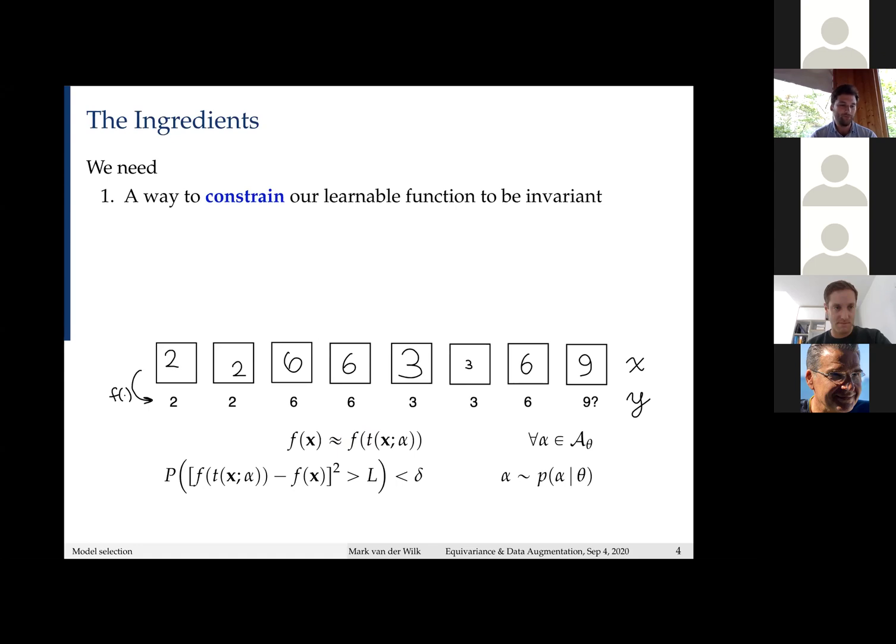The way that we formalize this is that we say the probability of a large deviation between a function value applied to an input and the function applied to some transformation of the input should be smaller than delta, given a probability distribution over transformations. I haven't told you how we construct these functions yet, but we do know that we need to construct functions that satisfy these invariance requirements.